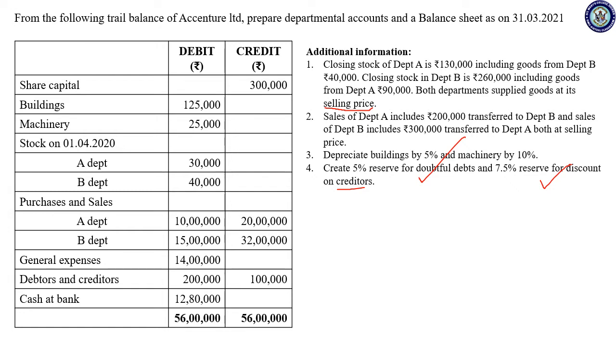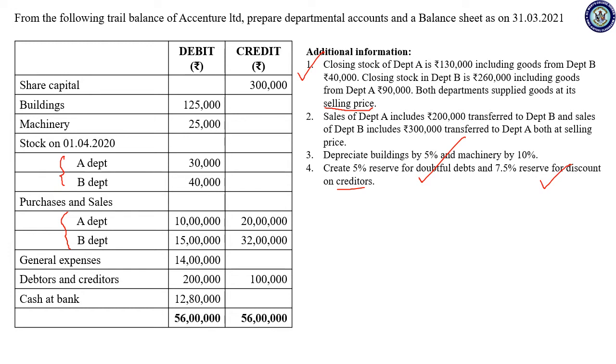So in such cases, you just prepare the trading account, because in the trading account, you see here, opening stock has an apportionment, purchase and sale have an apportionment, and closing stock is given separately for the two departments. So you can prepare the trading account. But for all other expenses coming in the P&L account, the apportionment ratio is not given, so you can directly take them to the general P&L account. So you just prepare departmental trading, then the general P&L account.